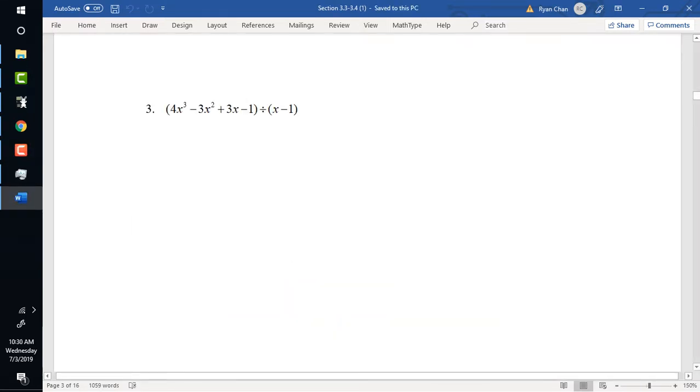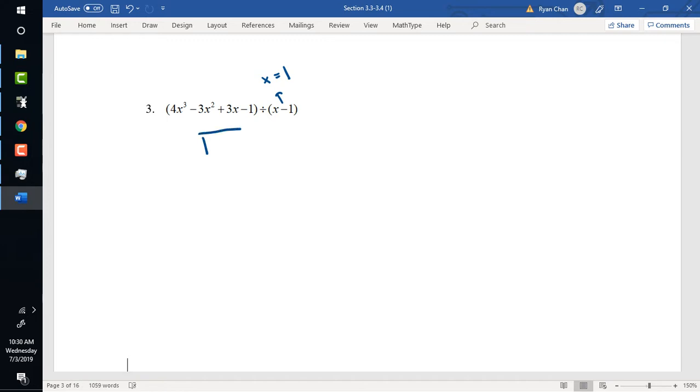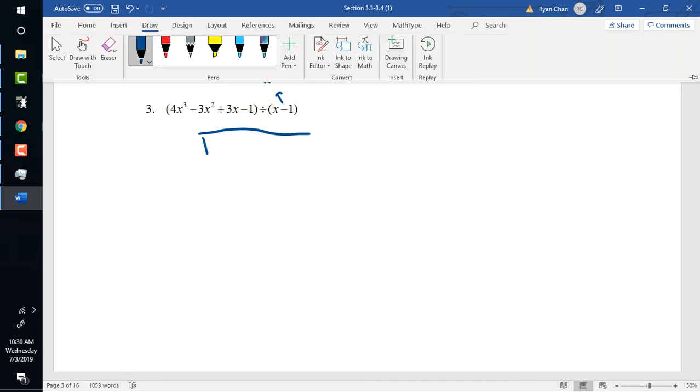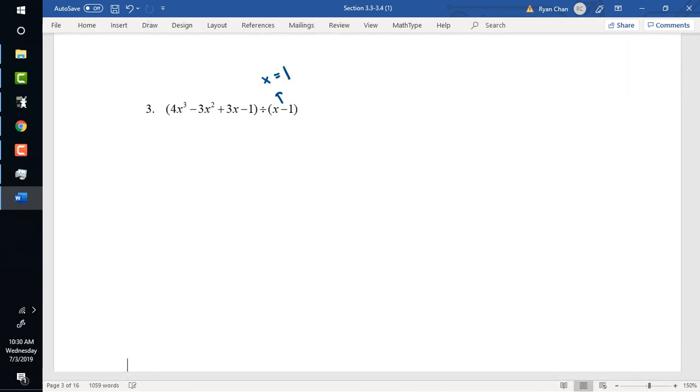Okay, so let's do another example right here. So negative x minus 1, what I'm actually dividing is x equals 1. My apologies, let me redo that part again.